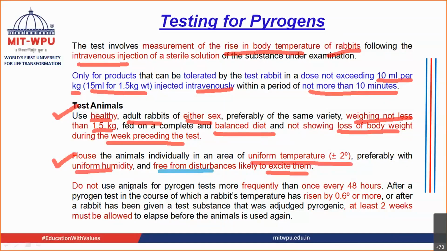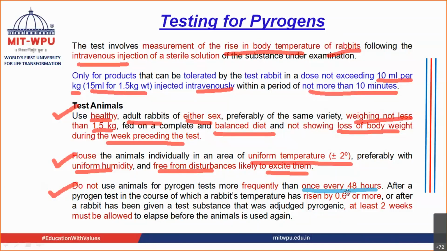The third thing that you have to remember about the animals is that you should not use the animals too frequently. Basically, you have to use the animal once in 48 hours only. So if you have done the test now, then you have to use this animal only after 48 hours. Don't use it after 12 hours, or 24 hours or 36 hours. Once you carry out the test today, keep it for 2 days, and after 2 days you can again use this rabbit for the next test.